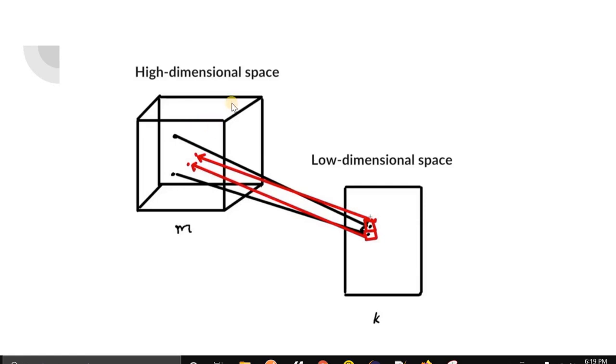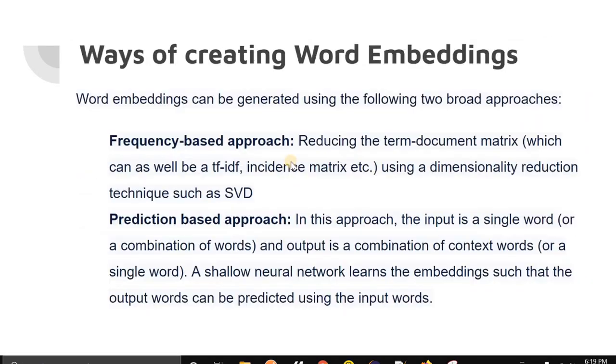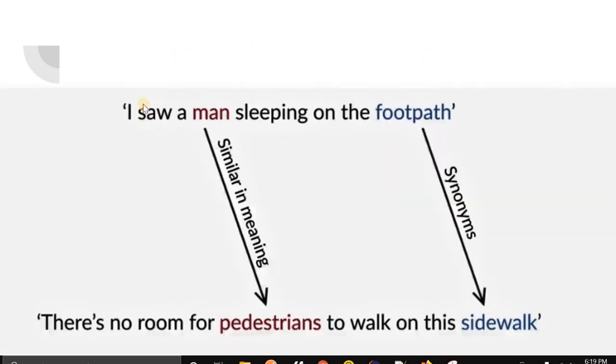So what is the major advantage of doing this? The first thing is that we reduce the dimension and remove the noise and sparseness of the raw matrix, that is, the occurrence matrix. The second thing, as I mentioned in the example, is man and footpath in context 1, C1, and in context 2, C2, the same words are used as pedestrian and sidewalk.